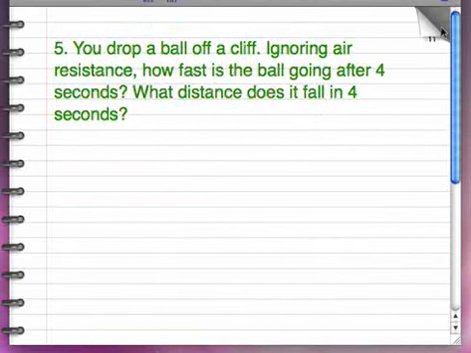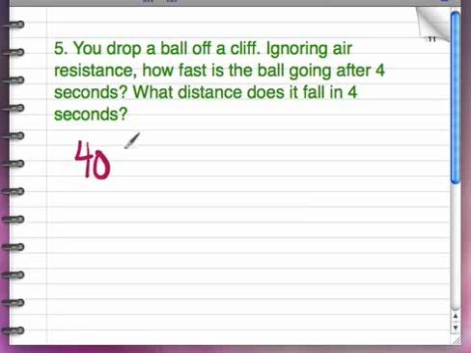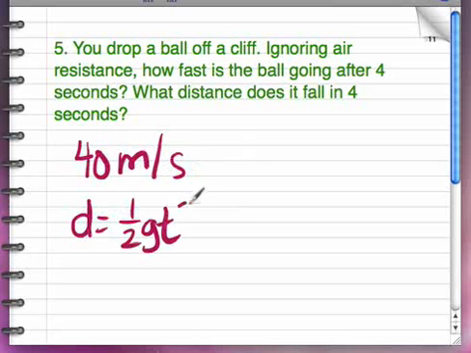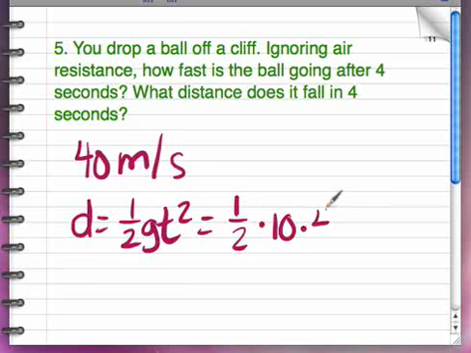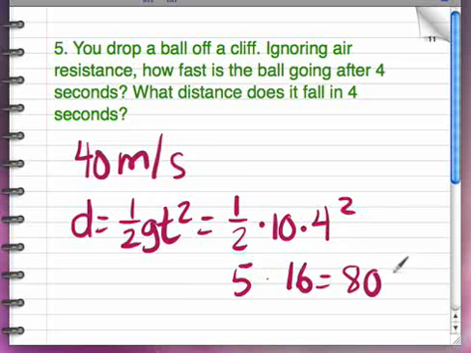Try number 5. If it falls for 4 seconds, that means it's going to start out at 0, then it's going 10 meters per second, 20, 30, and finally 40 meters per second after 4 seconds. To find the distance, we have to use distance is 1/2 gt squared, 1/2 times 10 times 4 squared, or 5 times 16, which is 80 meters.